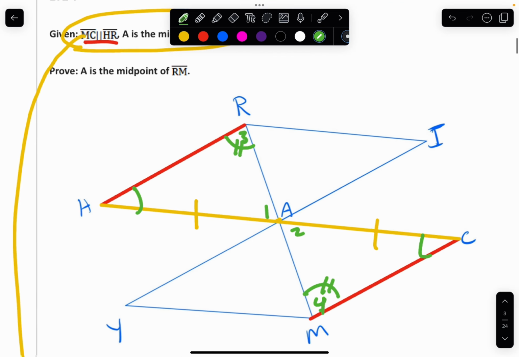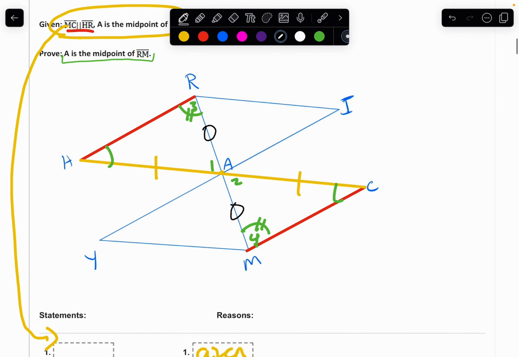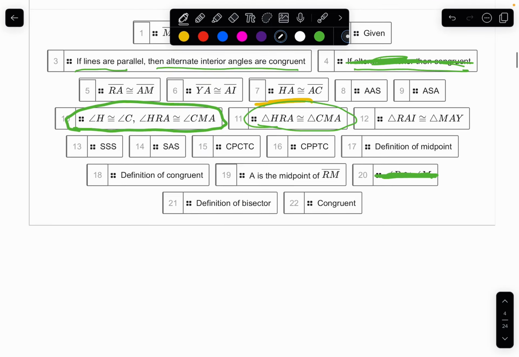What do we actually need from them? We need to say that A is the midpoint of RM. Well, let's flip the script. What if I said, hey guys, A is the midpoint of RM? What would you know? If A was the midpoint, wouldn't these two be equal to each other? So if we're trying to prove it is the midpoint, we need to say that those two things are equal. RA is congruent to AM.